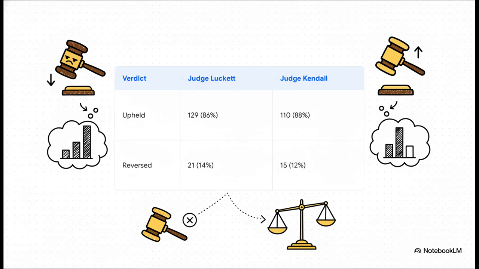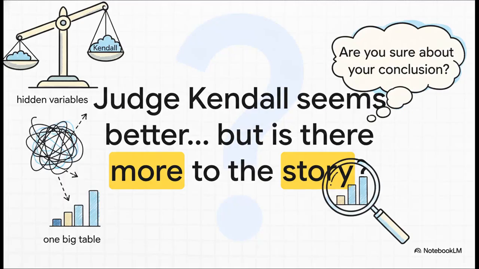Let's have a look at the records of two judges, Judge Luckett and Judge Kendall. This table shows the total number of their verdicts that were either upheld or reversed when they went to appeal. Now, obviously, a lower reversal rate is better. So, take a look. Who's the better judge? Judge Kendall has a 12% reversal rate. Judge Luckett has 14%. The choice seems pretty obvious, right? I mean, it seems clear-cut.